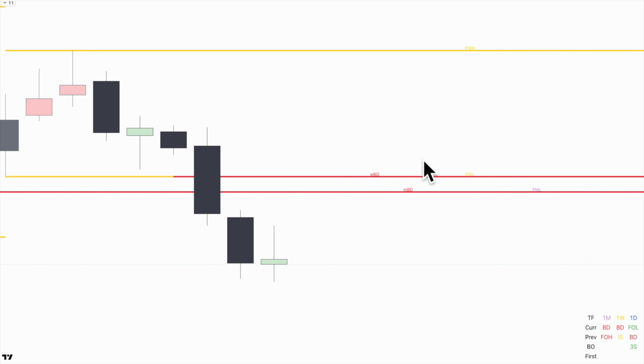Here you see the breakdown levels. So previous week low is here, previous week high up here, previous month low is here. So last week we broke down and closed here in a breakdown. So we have a bearish situation. This is Friday, closing range of the week, bearish chart. Let's see what's happening from there.